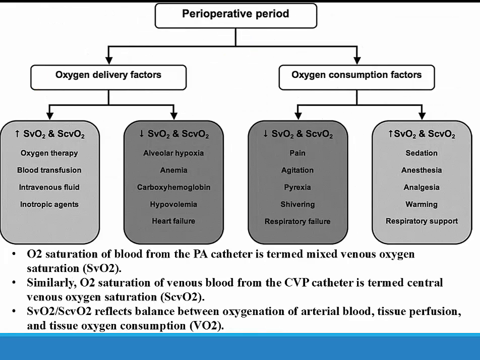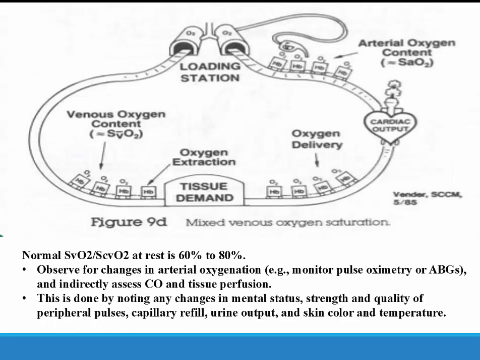Oxygen saturation of blood from the PA catheter is termed mixed venous oxygen saturation, SvO2. Similarly, O2 saturation of venous blood from the CVP catheter is termed central venous oxygen saturation, ScvO2. The SvO2 and the ScvO2 reflect the balance between oxygenation of arterial blood, tissue perfusion, and tissue oxygen consumption. Normal SvO2 and ScvO2 at rest is 60 to 80%.